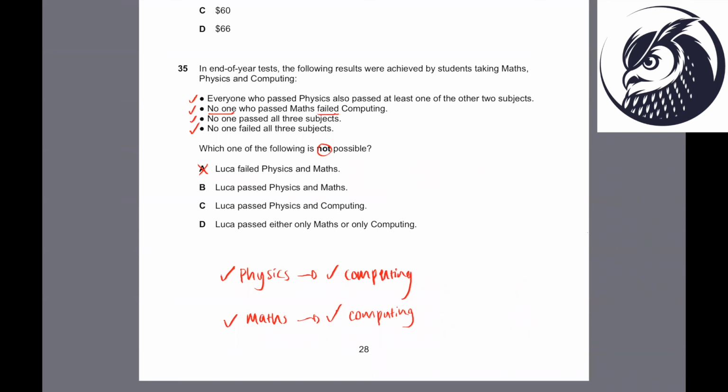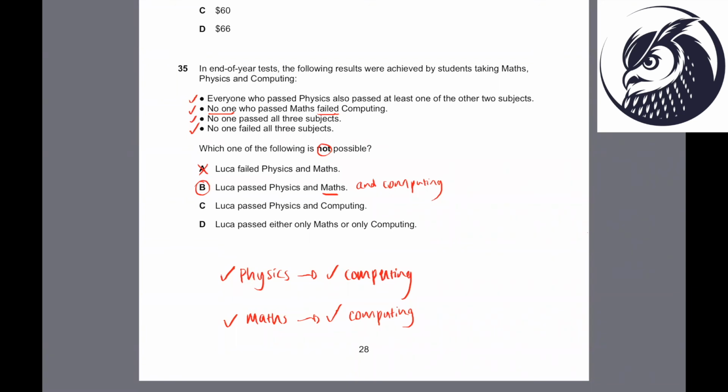Option B says Luca passed both physics and maths. Now, is that possible? We know that if Luca passed physics, he also did pass computing, right? So I have to write and computing here. And we know that if he passed maths, he also passed computing. So therefore, you can easily tell that this option B is not possible because if you pass both maths and physics, it means you also pass computing. And we know that no one passed all three subjects. So therefore, we know that option B is not possible and therefore it should be our answer.